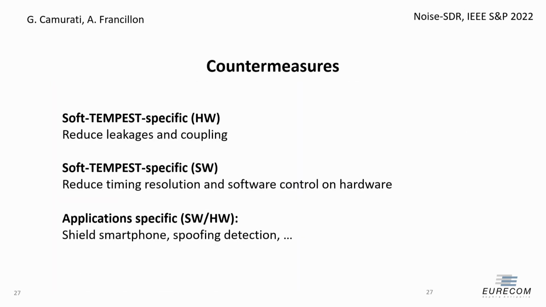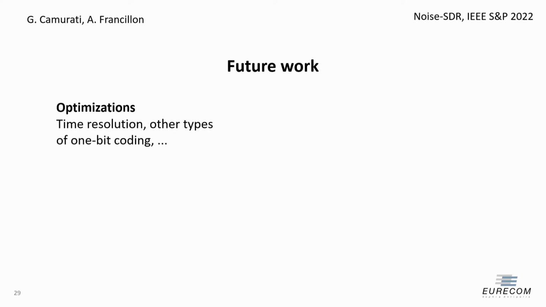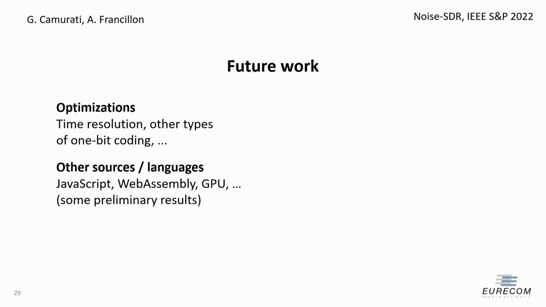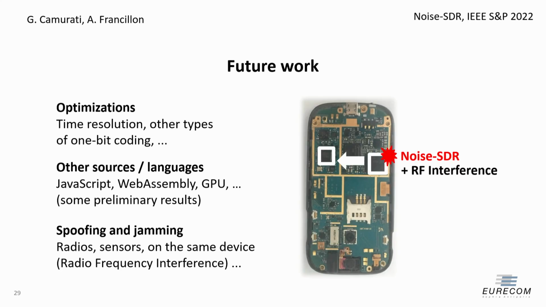To defend against Noise-SDR, we might want to reduce the leakage in hardware, but that's hard. Or reduce the timing resolution that software has, or application-specific countermeasures. For future work, we would like to optimize the implementation, try other leakages, other languages, because the principle is general, the implementation is an example. And we would like also to find more examples of injection in radios, in sensors, maybe even radios and sensors on the same device, exploiting radio frequency interference on modern devices.